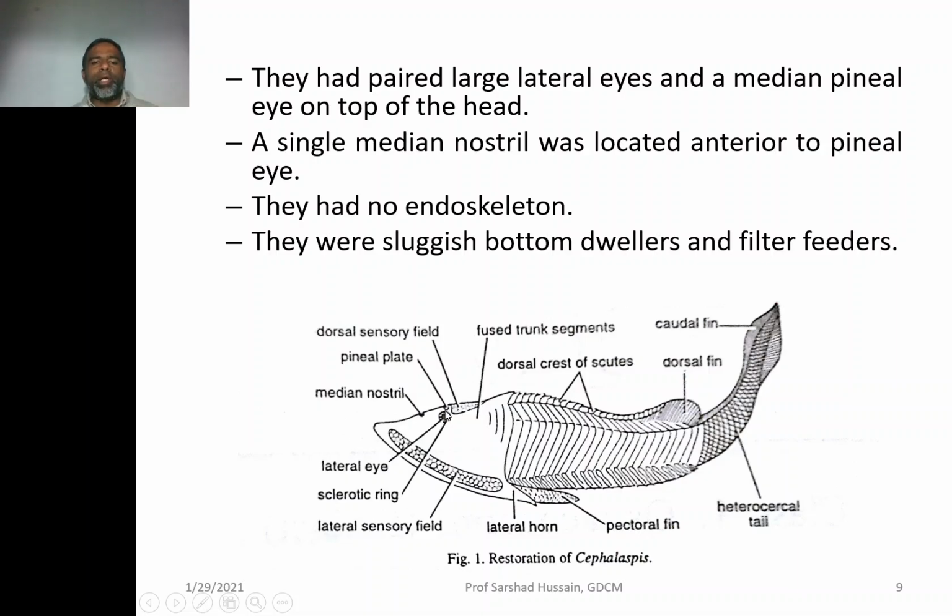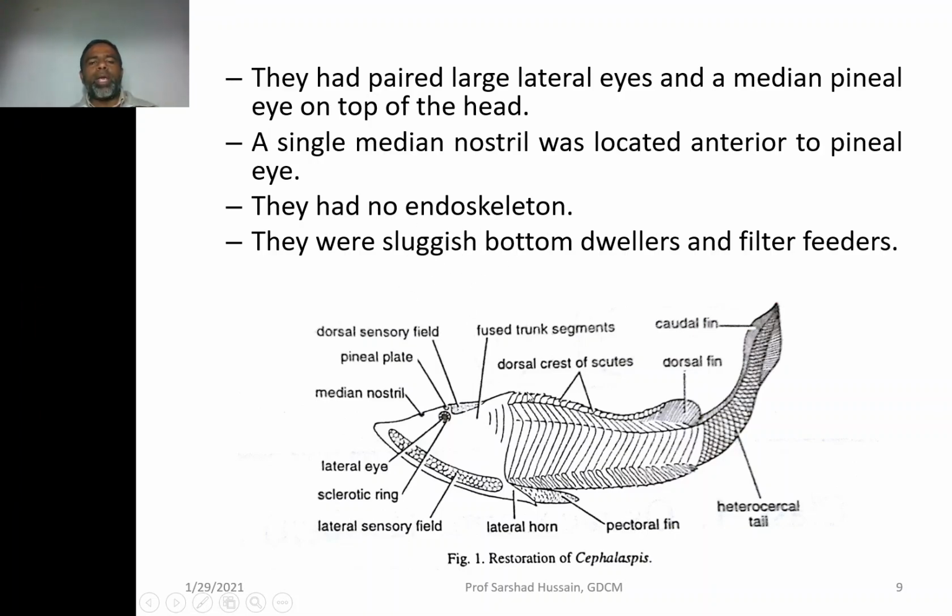A single median nostril is also present over there. So a single nostril only. They had no endoskeleton. So only the exoskeleton is present, in the form of the bony plates. No endoskeleton is present.